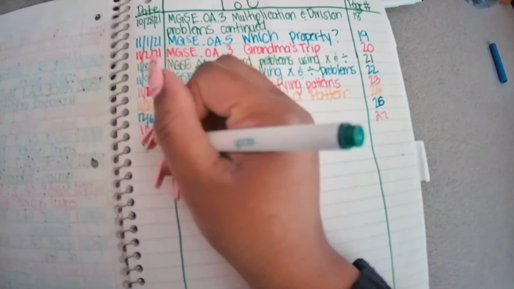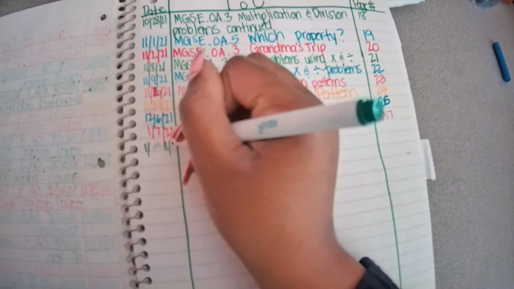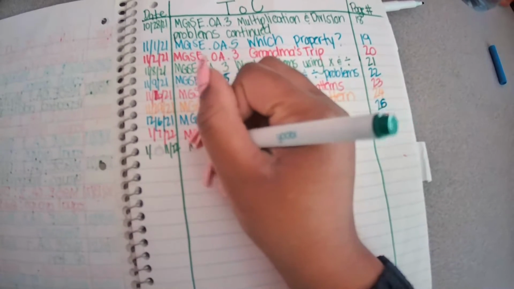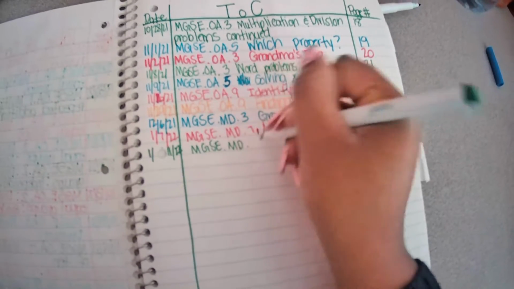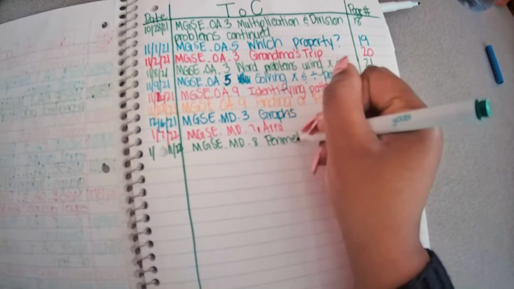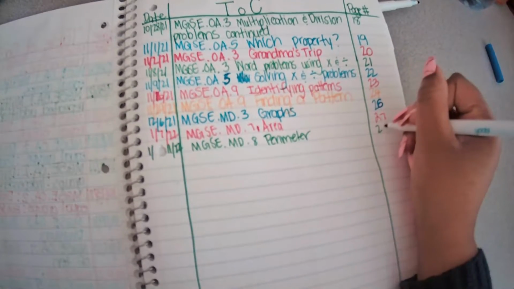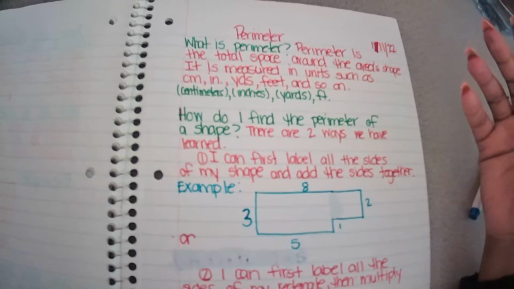So we're gonna go ahead and put 1 slash, today is the 11th, 22, MGSE.MD.8. And we're working with perimeter. And this is gonna be on page 28. Alright, so what is perimeter?